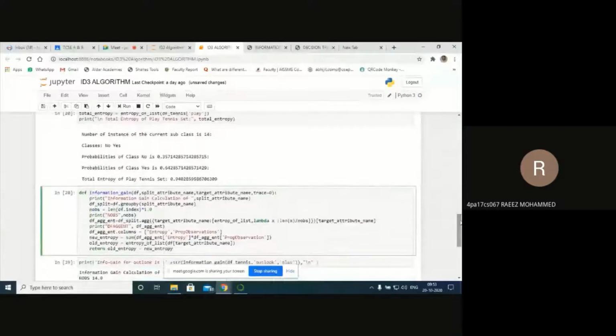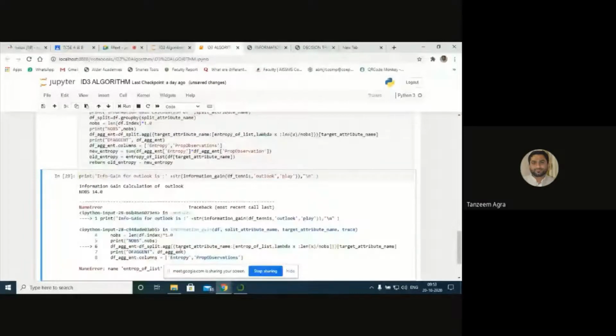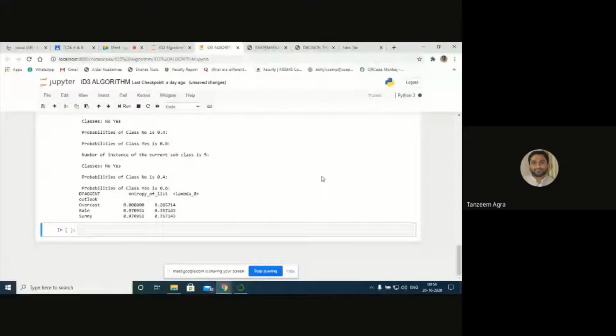Let's try to run this one. Okay, shift and enter. Next. Can you see this one? Oh my God, there is some error. A warning error is showing. But have a look at this.